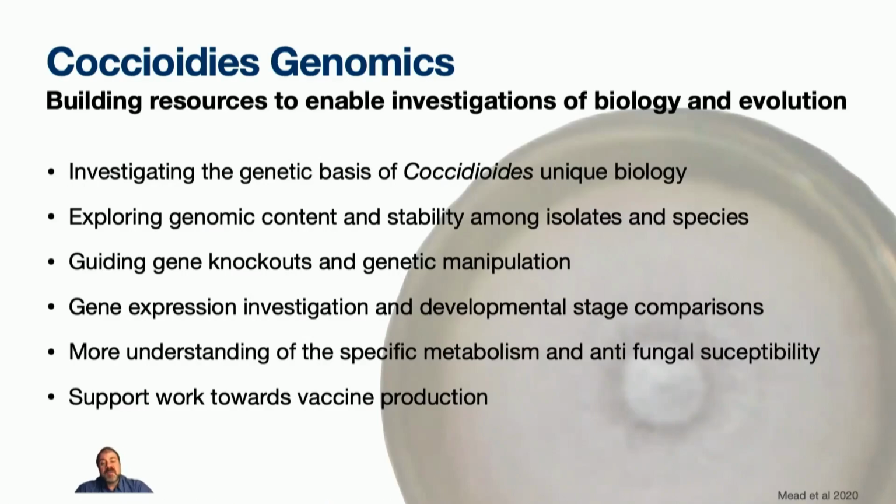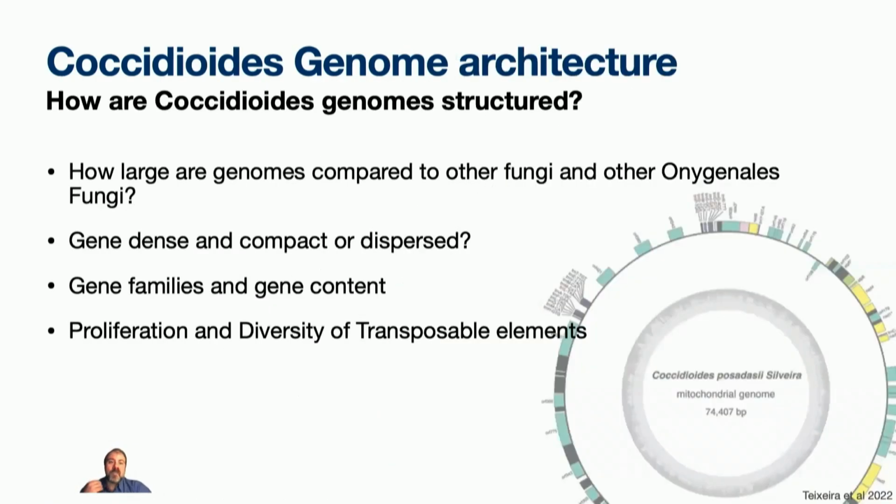Also, understanding the specific metabolism of cocci and its potential susceptibility or resistance to different antifungals, as well as other kinds of treatment options, are important that we can glean from some of the genomic studies. And of course, understanding the full complement of proteins that are produced and where they and their functions are important in some of the vaccine development work and characterizing the biology of the organism and its makeup.